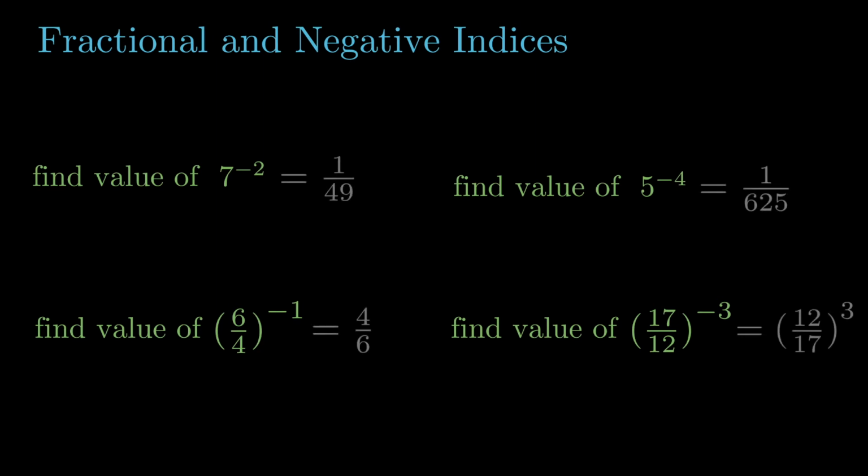The answers are going to show now. So for the first one, find the value of 7 to the minus 2. So we have to do 1 over 7 squared. So it's 1 over 49. For the second one, 5 to the power of minus 4. It's 1 over 5 to the power of 4. And 5 to the power of 4 is 625. For the third one, 6 over 4 to the power of minus 1. We just flip it, so we get 4 over 6. And the last one, 17 over 12 to the power of minus 3. We have to flip it and then cube it, so 12 over 17 cubed.